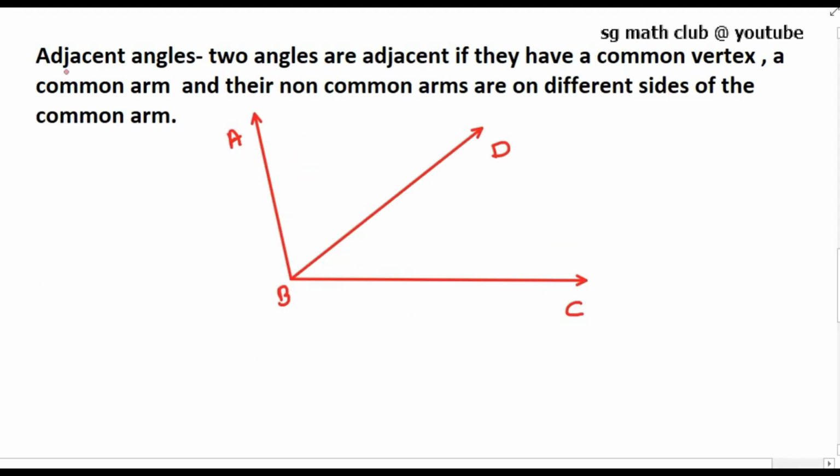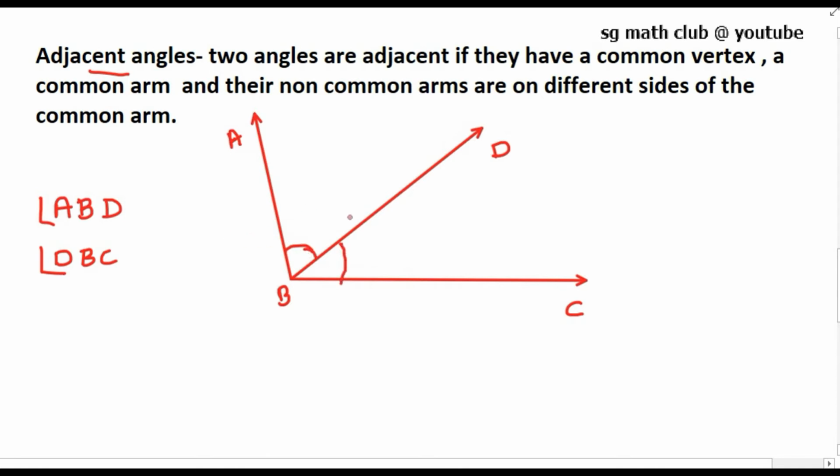Now the next type of angle is adjacent angle. Two angles are adjacent if they have a common vertex, a common arm, and their non-common arms are on different sides of the common arm. We can see here two angles. One is angle ABD, the second one is angle DBC.